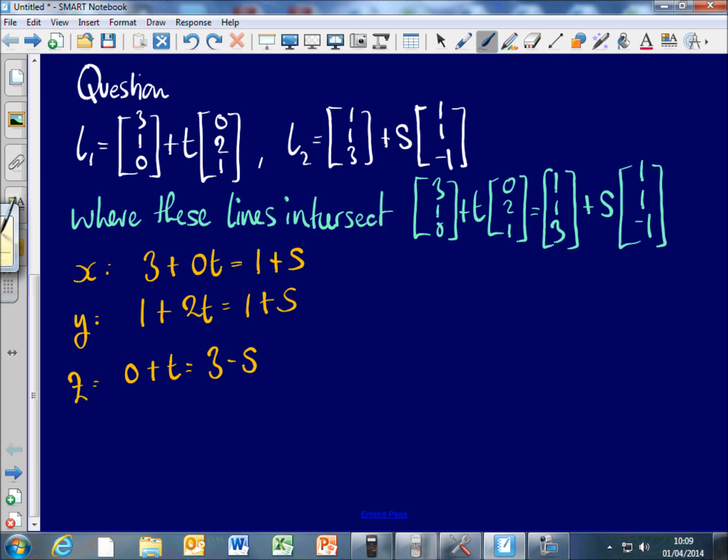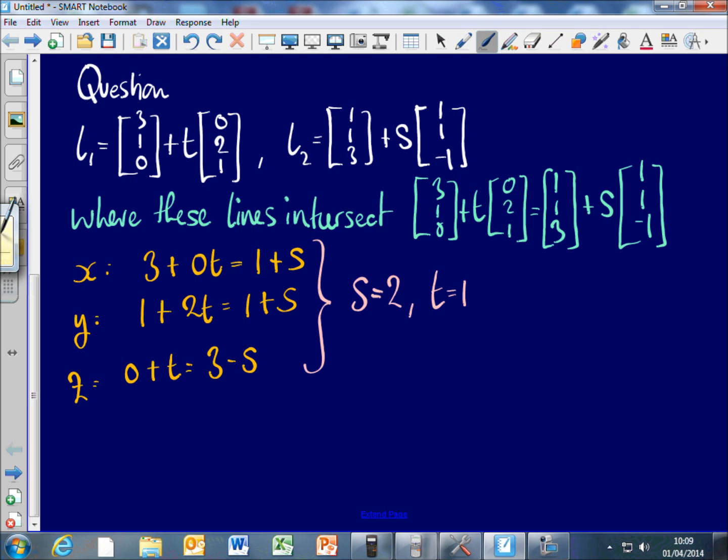So when you find the values of s and t, you've got to make sure that they satisfy all three of these equations. So from the first equation, you should see that we get s equals 2. The second equation, that 2t equals 2, so t equals 1. And I'm just going to check that the values of s and t satisfy all of the equations.